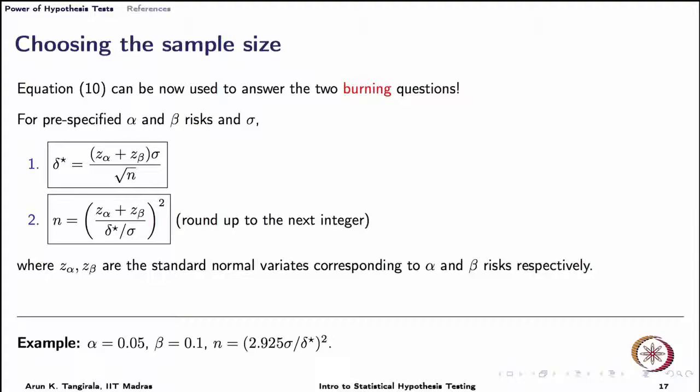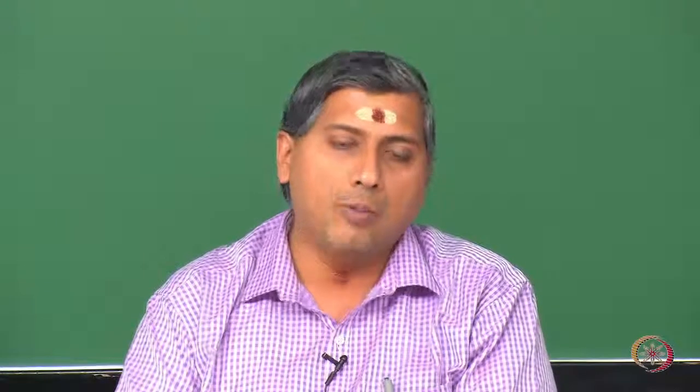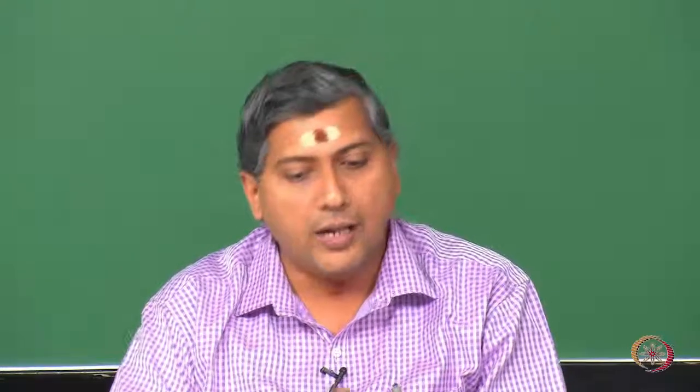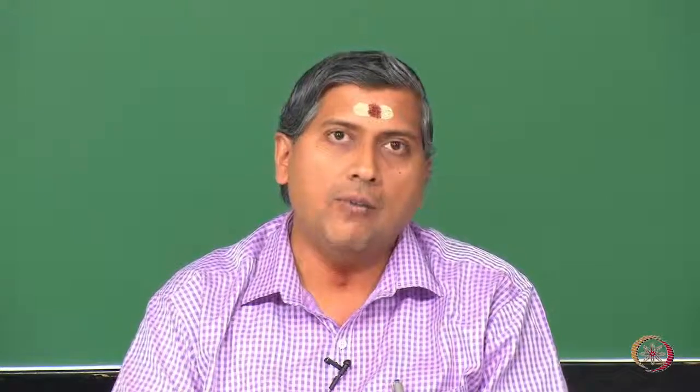Now, normally you may not know sigma, you may not know delta. As an experimentalist, what you probably want to be able to answer is, if I know the relative values of delta and sigma, or the relative values of delta square and sigma square, then maybe I can also arrive at the answer for the sample size. Now, this is something that is also asked in parameter estimation.